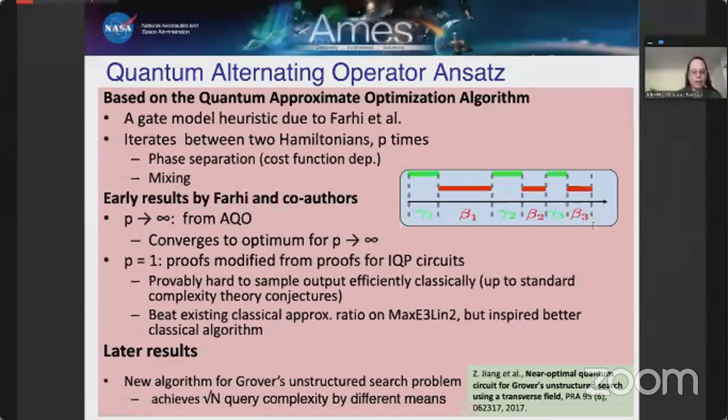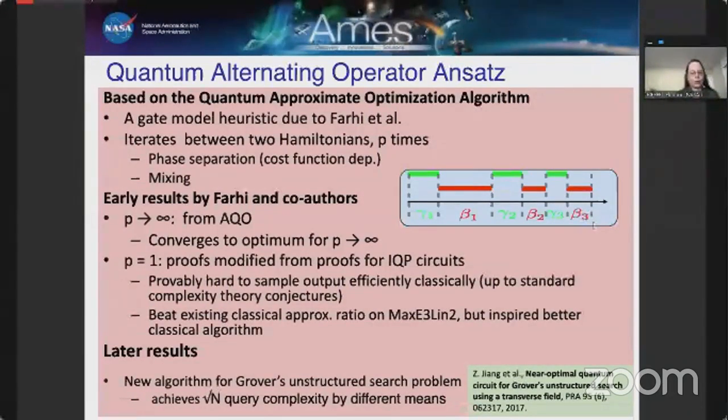It briefly beat the top classical approximation ratio for the problem of Max E3-Lin-2, but then inspired a better classical algorithm, which is a win. But currently the quantum algorithm for just P equals 1 lags by a log factor. And you may say, well, what about P equals 2? Well, so far the analysis has just proved too hard.